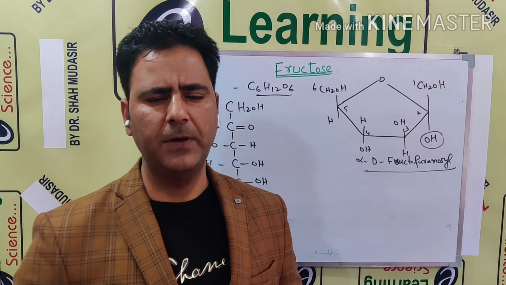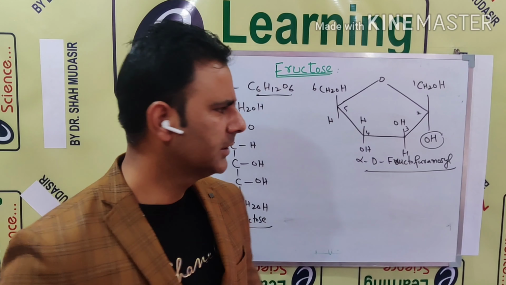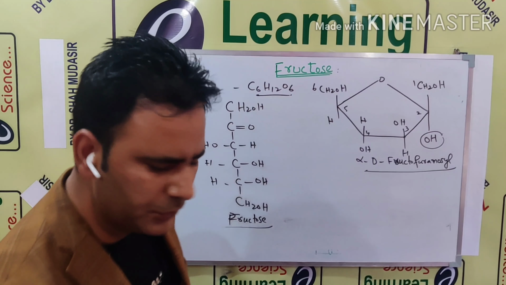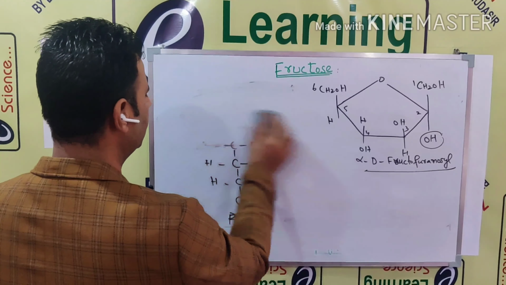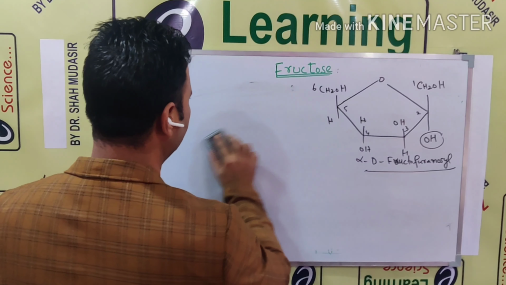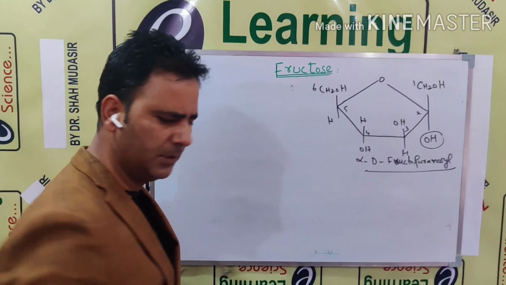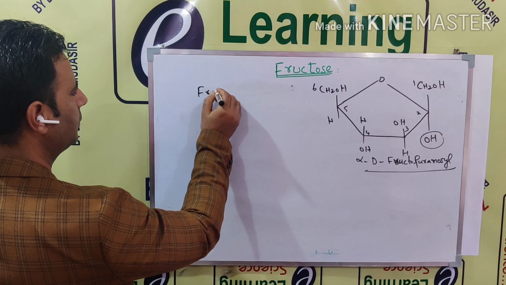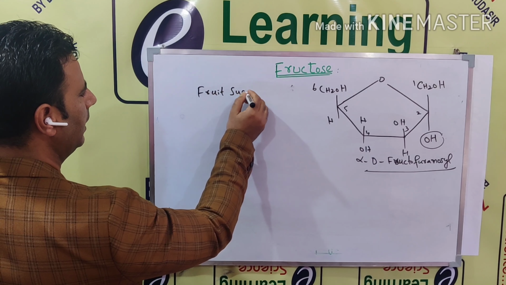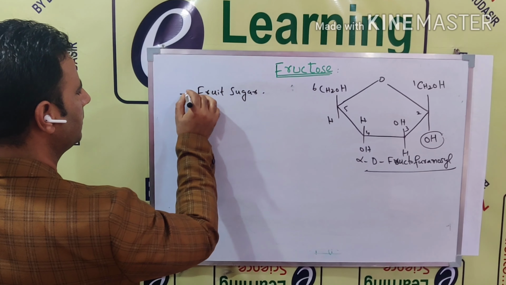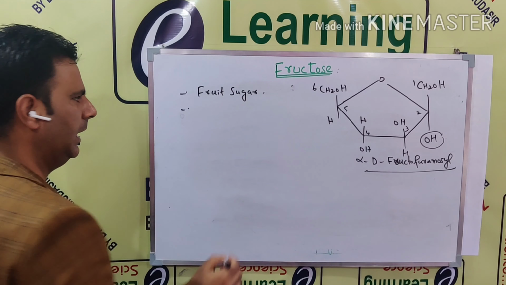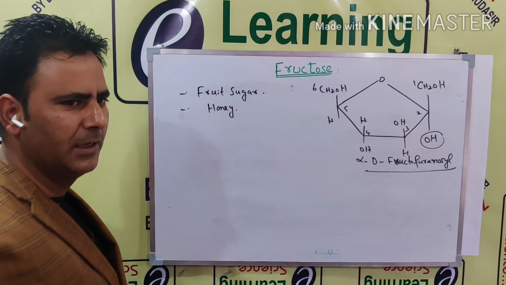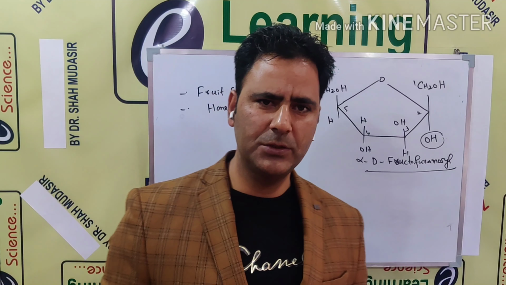Apart from this, fructose is sometimes called fruit sugar. We call fructose a fruit sugar because it is found in some important fruits. Second, you will find a good quantity of fructose in honey, right? But there is one important point which we must note.